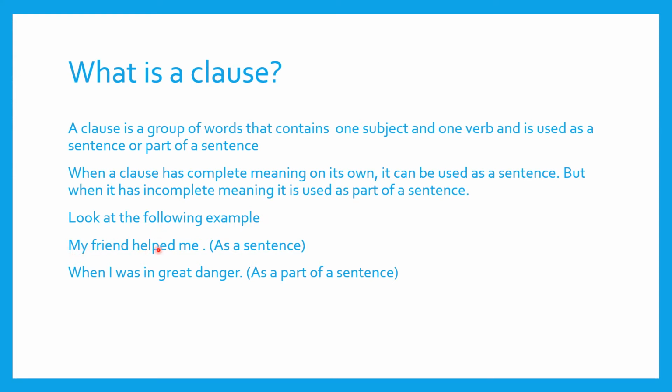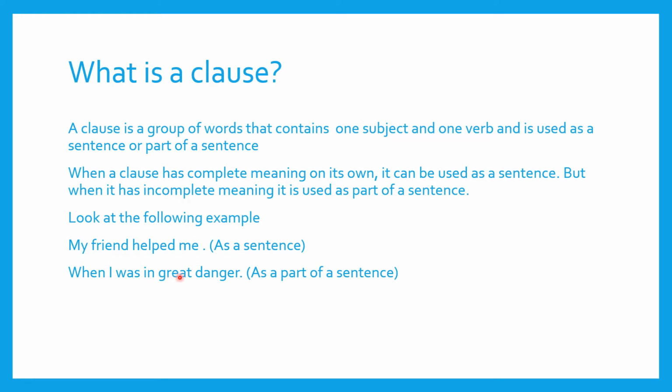My friend helped me. This is a clause. It has one subject and one verb. The subject is my friend. Helped is the verb. Now, this clause, my friend helped me, makes complete sense, or it has complete meaning on its own. Therefore, it is used as a sentence.